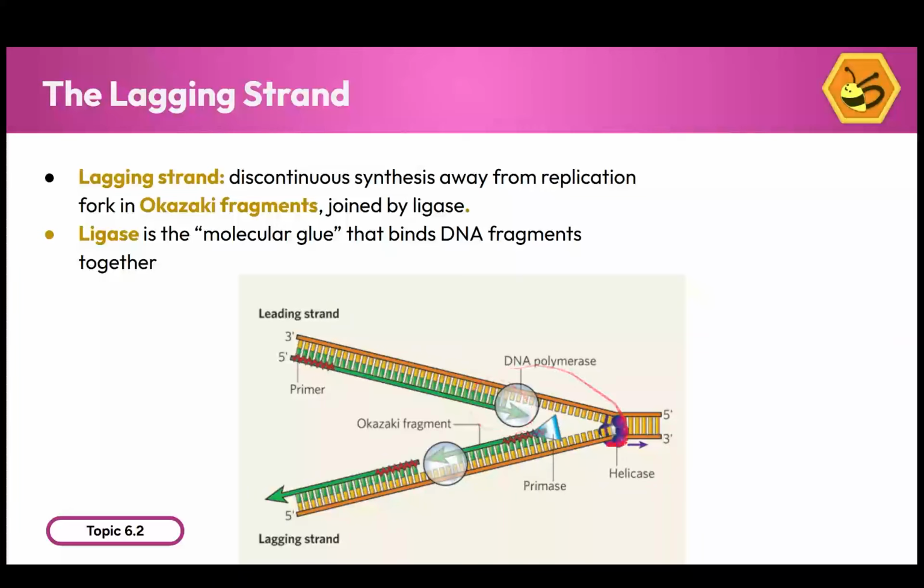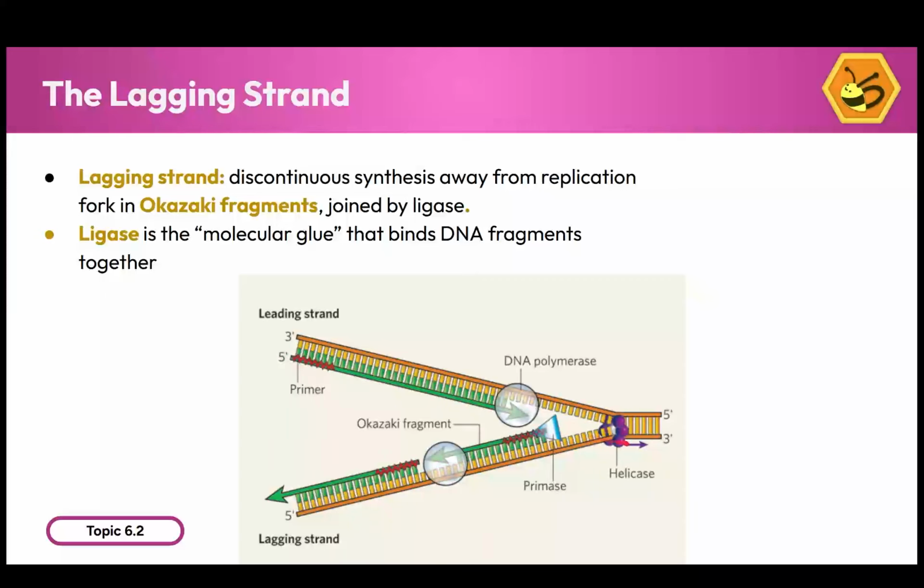Well, as the DNA gets unwound by helicase, there are two strands that get made, right? This strand is called the leading strand, and this strand is called the lagging strand. As helicase unwinds the DNA here, the leading strand is able to synthesize easily because this end is 5 prime, and this end is 3 prime. So it's able to do this very easily.